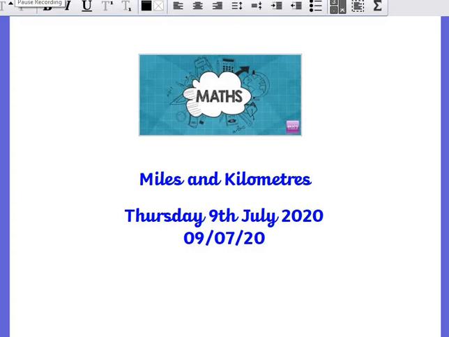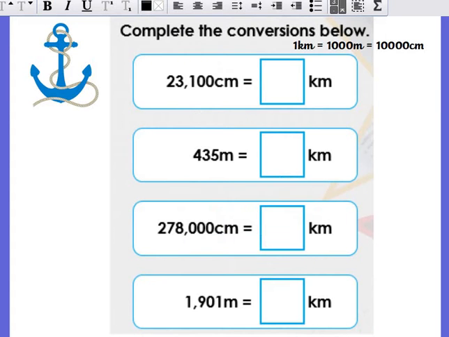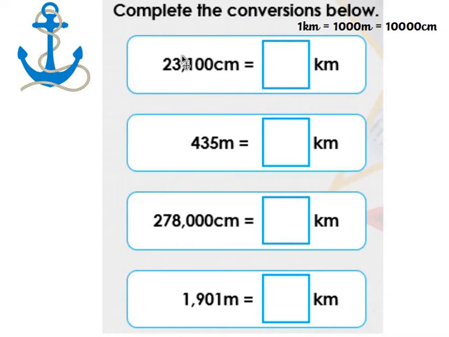Good morning, Year 6. Today it is Thursday the 9th of July and we're looking at our miles and kilometres. So our first question, complete the conversions below. We've got here a little hint. 1 kilometre is 1,000 metres, which equals 10,000 centimetres.